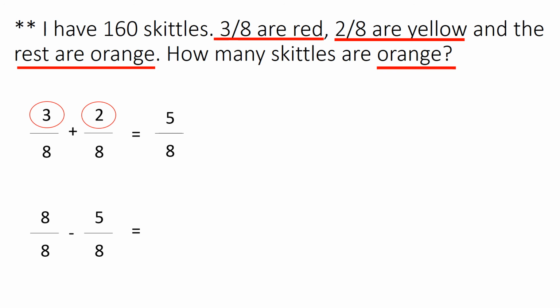Again, our denominator would still be 8 when we are subtracting fractions. And then we need to look at our numerators. So we have 8 for this one and 5 for this one. So we're going to do 8 take away 5. So we should all know what 8 take away 5 is, and that is 3. So we know that we have 3/8 left, and that's how many 8s are orange.